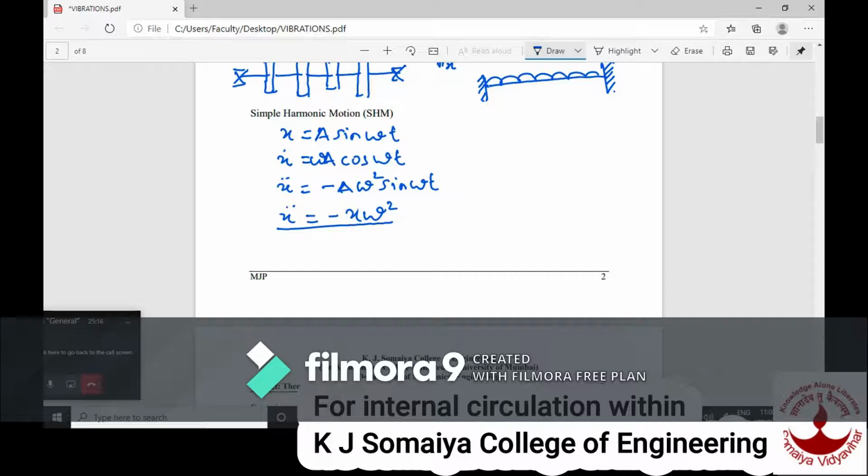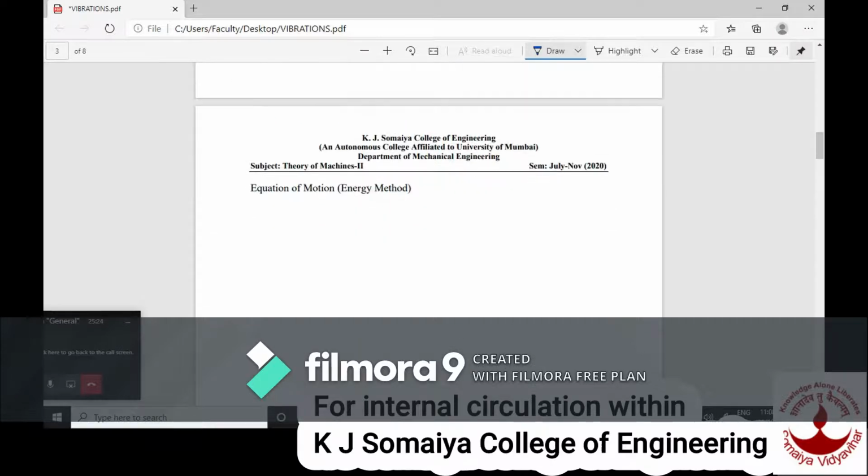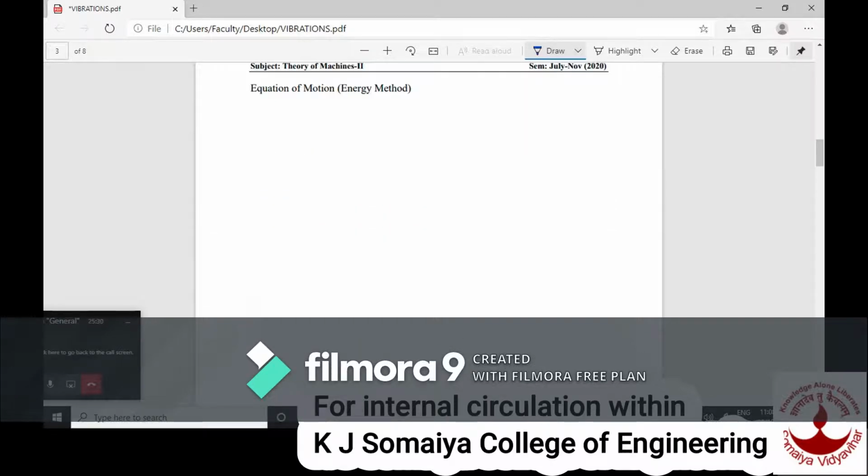In nature, all vibrating systems are usually considered to have simple harmonic motion. Now next, we will see how to write the equation of motion for a vibrating system. There are many different methods to write this equation of motion. Here we are going to consider the energy method only.